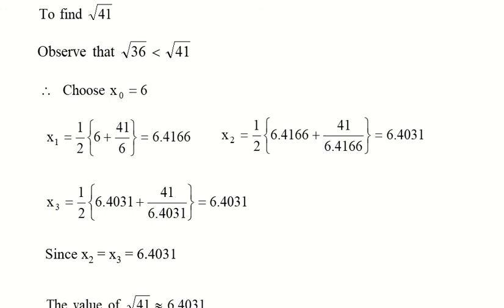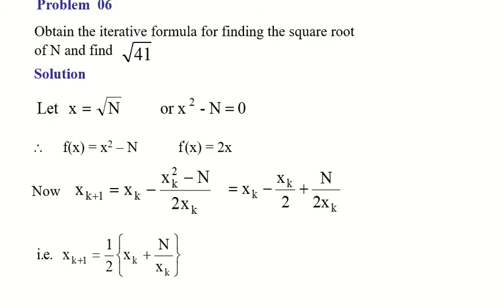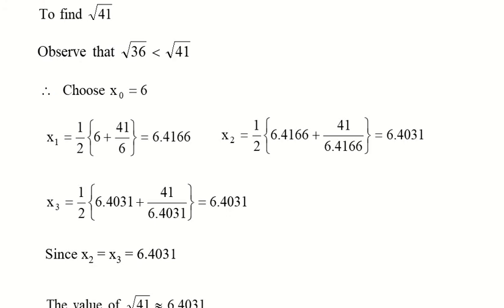Use the formula. You have the formula here in the last slide. What is the formula? xk plus 1 is equal to half into xk plus n by xk. So what is your x1? Half into x naught plus n by x naught, so half into 6 plus 41 by 6. Simplify this to get 6.4166.